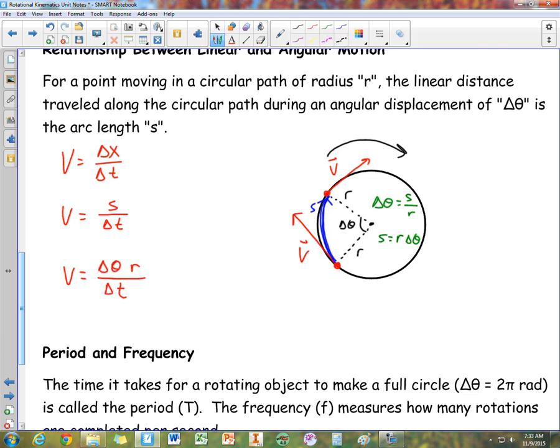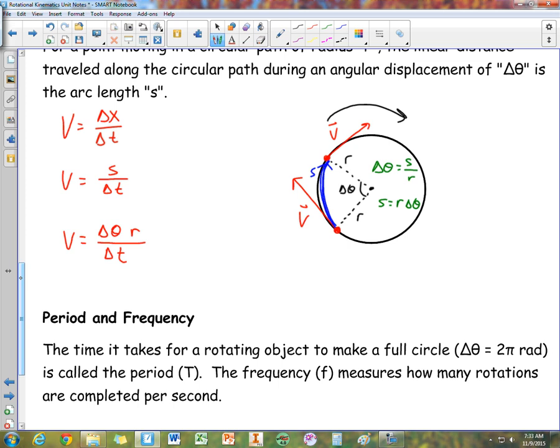And at this point, you might have already recognized it, but we have a delta theta over delta t. Well, that is the definition of angular velocity, omega. So our bridge between linear and rotational quantities is v equals radius times omega. This is how we can convert between linear and rotational quantities. All we need to know is the radius of the rotating object.